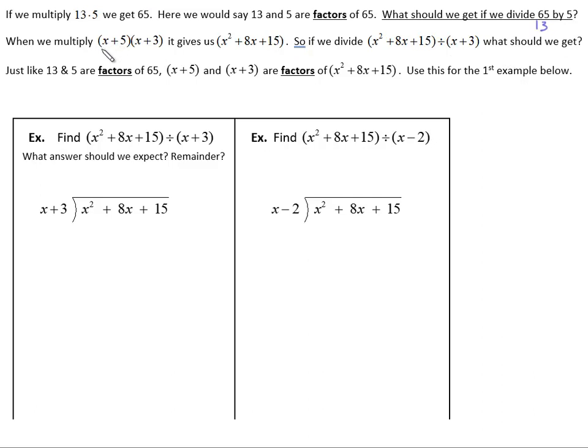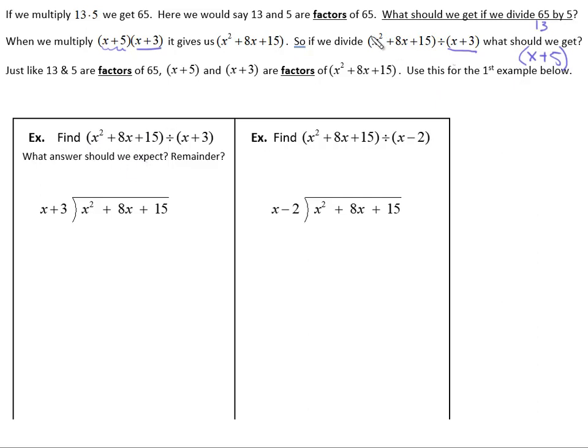So in a similar fashion, let's say if I told you if I multiply these two together, and it gives us this polynomial, x squared plus 8x plus 15. What should I get if I took this polynomial and divided it by x plus 3? We should get back the other factor. We should get back x plus 5. Okay, so just like 13 and 5 are factors of 65, x plus 5 and x plus 3 are factors of this quadratic. So we're going to use that idea to help us in this first one below.